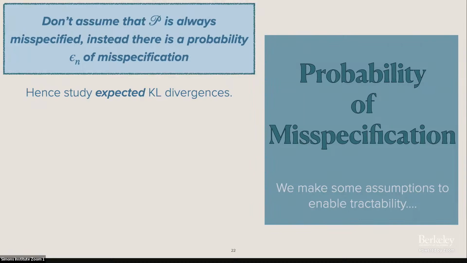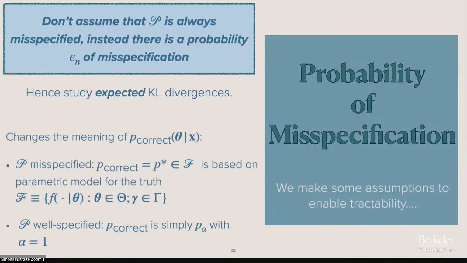Okay, so to enable the tractability of studying this object, we aren't going to assume that our model class is always misspecified or always correctly specified, but rather that there's some probability of misspecification, epsilon, that could change with the amount of data, epsilon n.